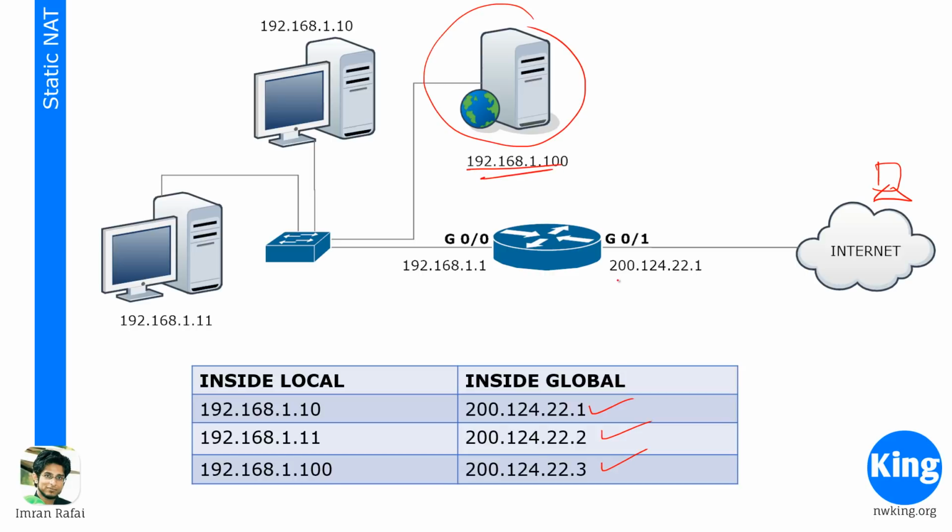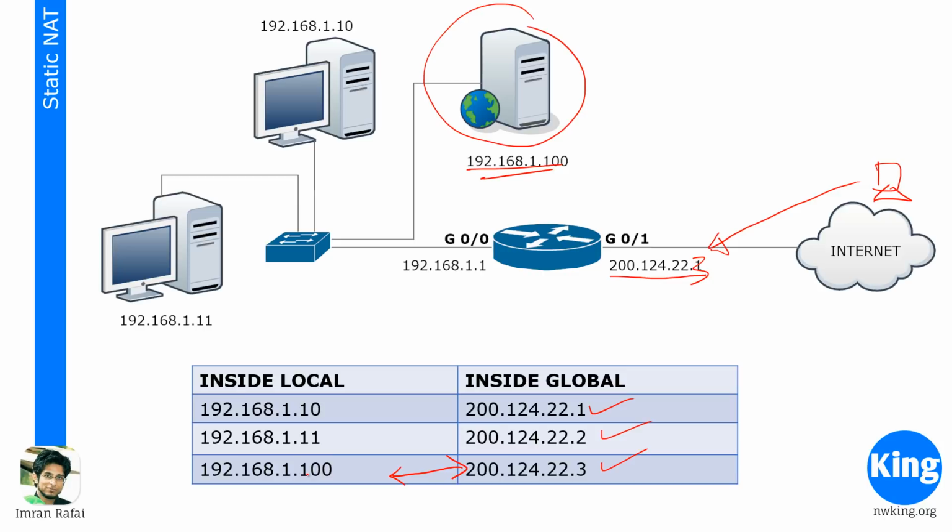So what I will do is give a static IP address, let's say .3 in this case, and this device for all practical purposes will be communicating through this IP address, 200.124.22.3. If static NAT is configured, anything that is coming to .3, like I said, this is bidirectional.